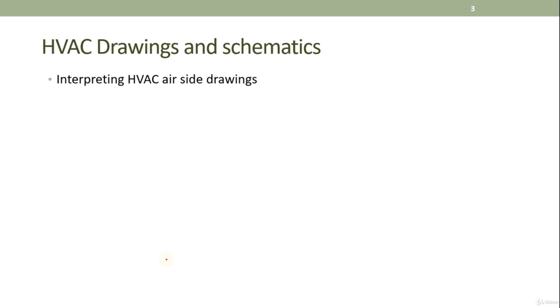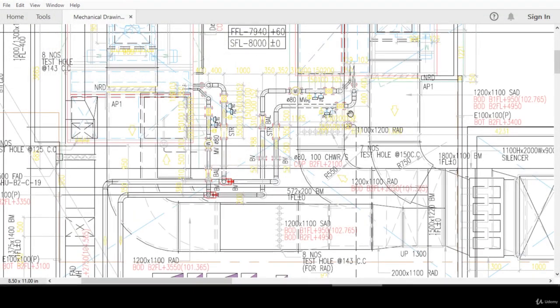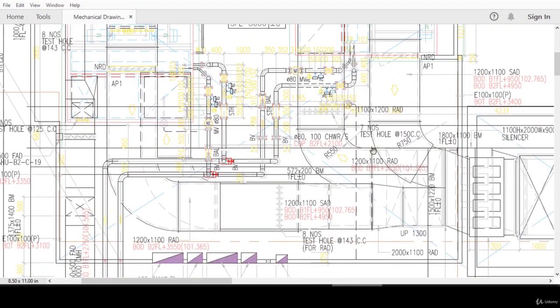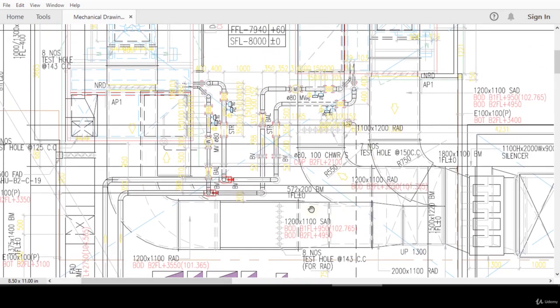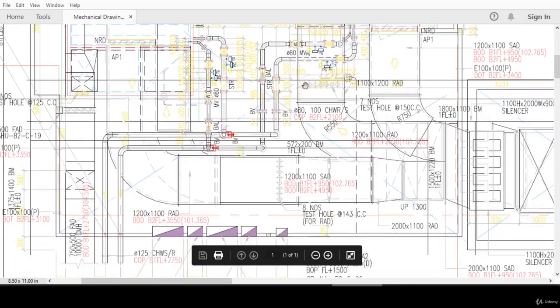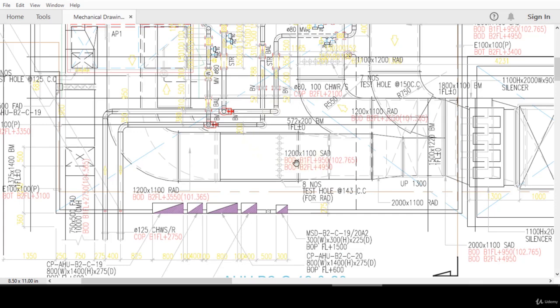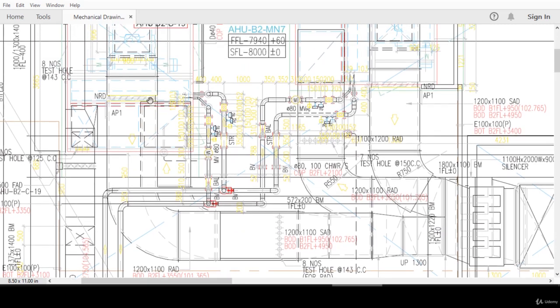So let's take a look at an actual drawing and try to make sense of it. This is a mechanical drawing of an AHU room. You have an AHU that is supplying air around through some air ducting. Some terms to look out for: for example, 1200 times 1100. All these numbers represent the dimension of the duct. So the duct is actually 1200 millimeter multiplied by 1001 millimeter, so it's almost a square duct, and SAD stands for supply air duct. This supply air duct is coming out from the AHU and supplying maybe the different spaces.